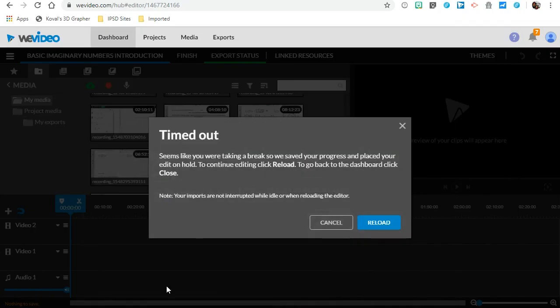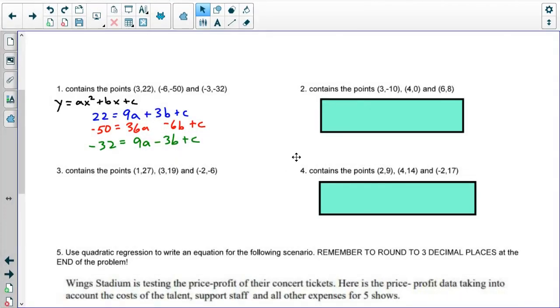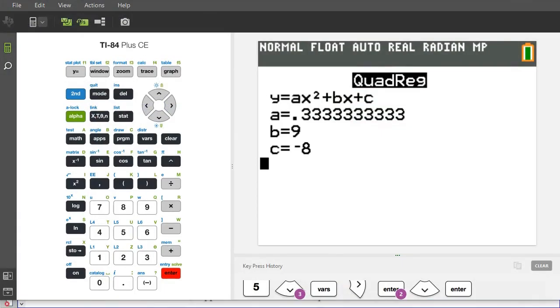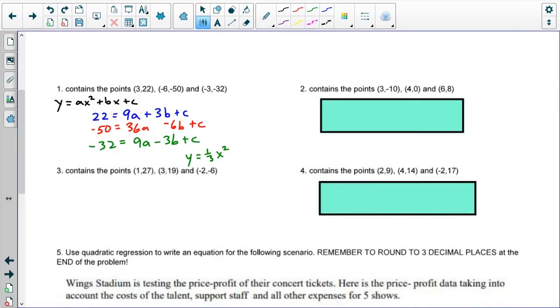Oh, that's sad. So y equals 1/3 x squared, I totally forgot what it was, plus 9x minus 8.